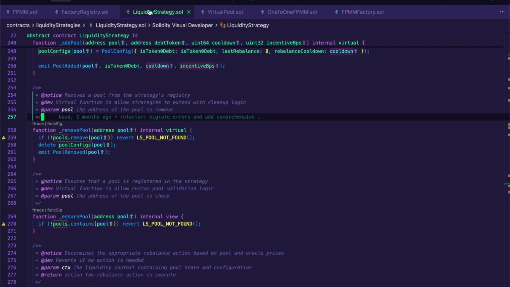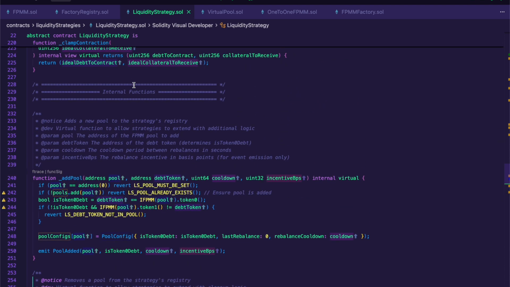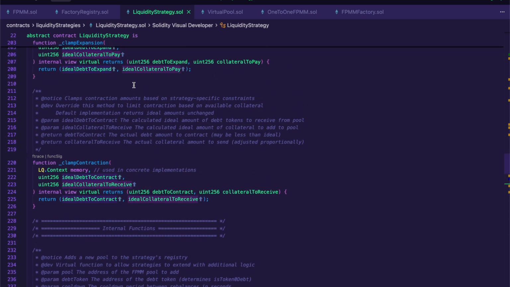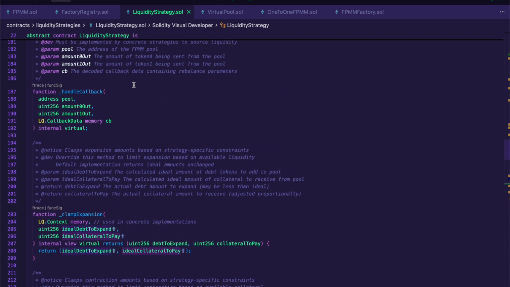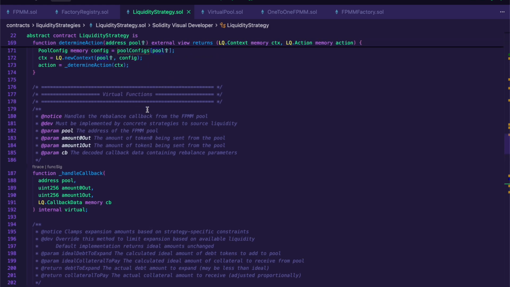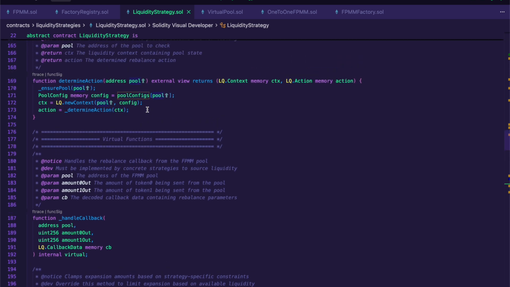Then we have liquidity strategies, which are used to rebalance FPMMs if the reserve prices, so the difference between the size of the two reserves, differ too much from the oracle price. We have an abstract base class, which is the liquidity strategy, and then we have concrete implementations for different setups. Currently, we have the reserve liquidity strategy, which handles FPMMs where one of the tokens can come from a reserve contract, so it taps into the liquidity in the reserve contract in order to rebalance the pool.